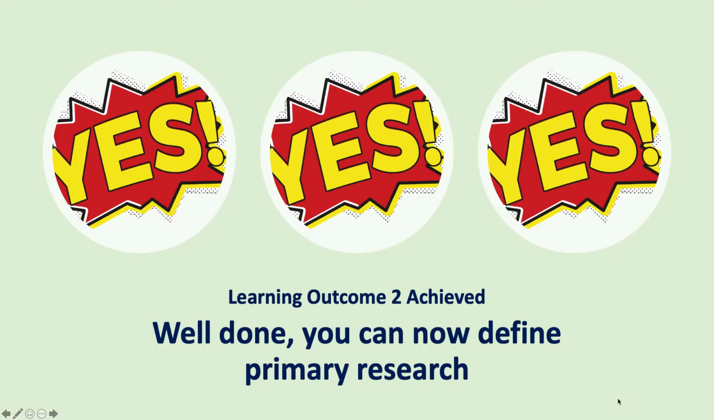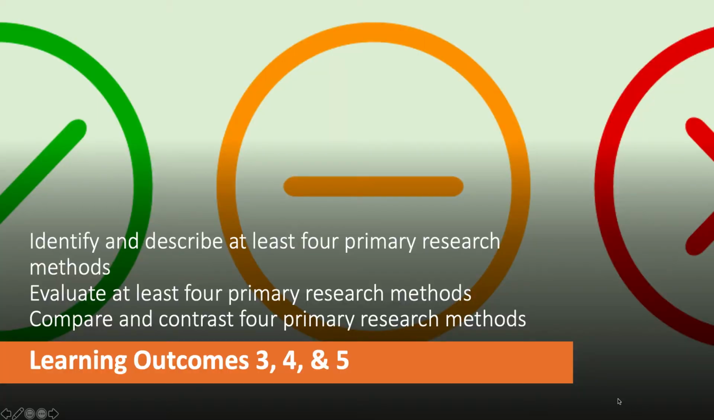Okay, so you should by now all be able to define what primary research is. So well done. What we're going to do now is move on to looking at learning outcomes 3, 4 and 5. So we're going to identify and describe at least 4 primary research methods, evaluate all 4 of them, and whilst we're doing that, we're going to look at similarities and differences between the 2 as well. So that is what we're going to be moving on to next.